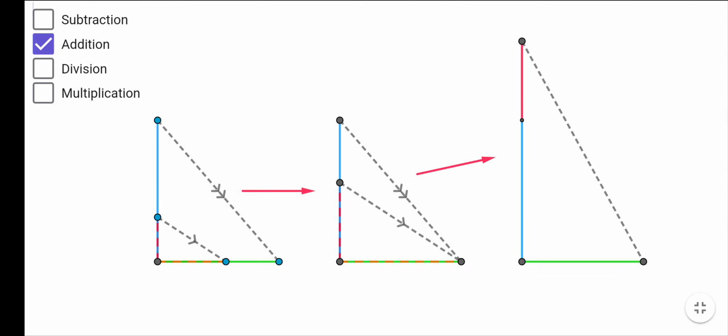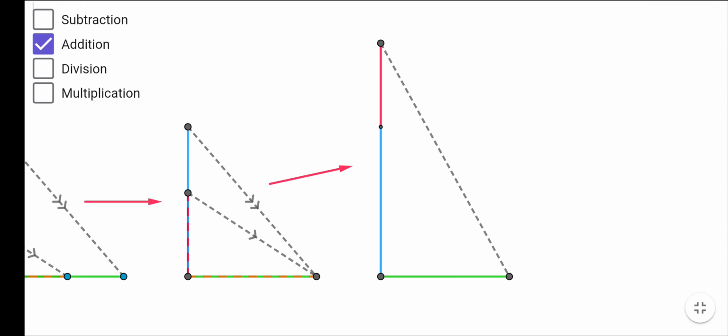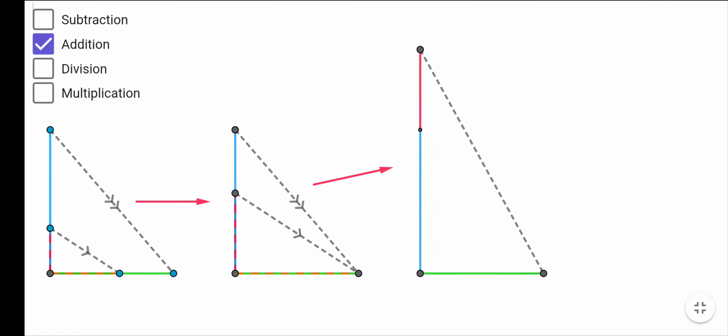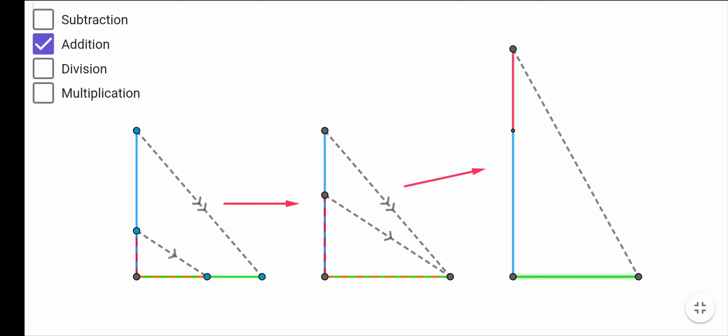Now, addition. Addition has the first two steps of subtraction: the setup and the scaling. But instead of taking the difference, we take the sum of these two antecedents. And that's how we get the sum of these two ratios.